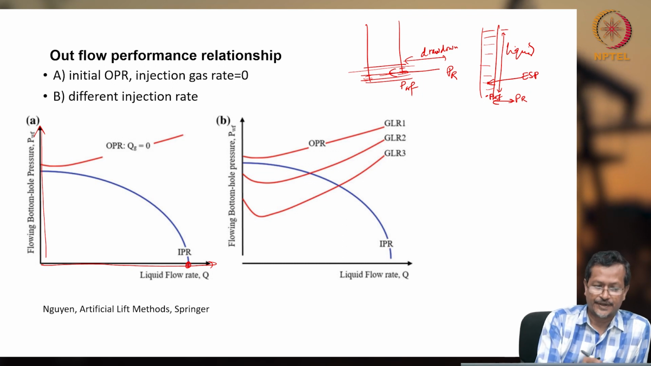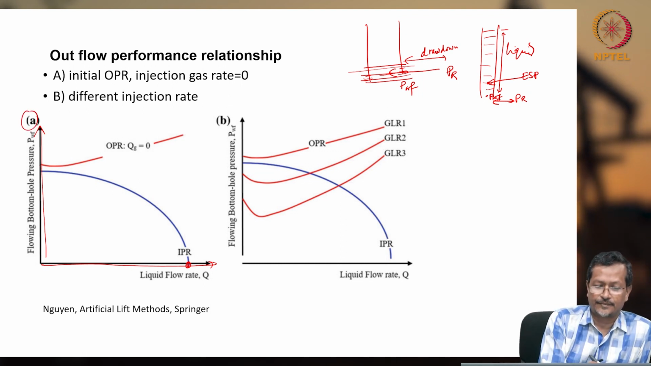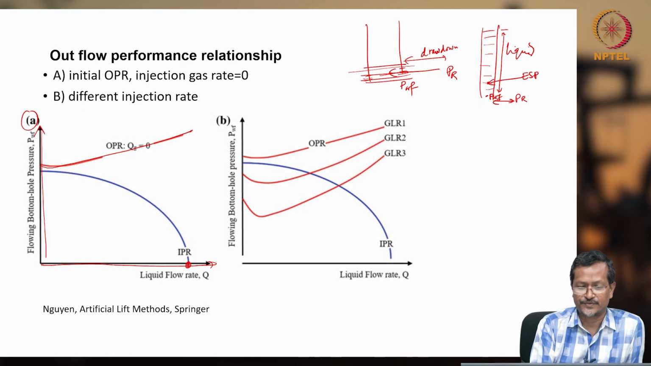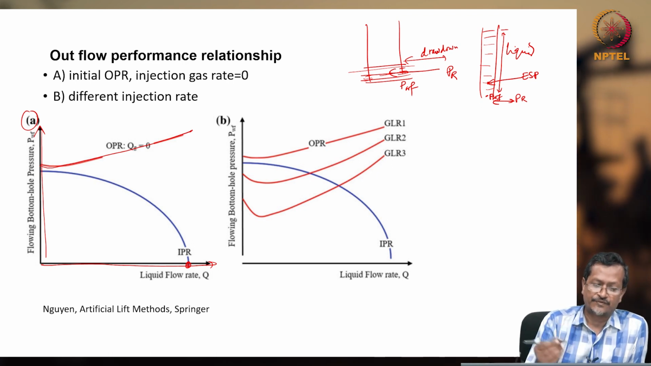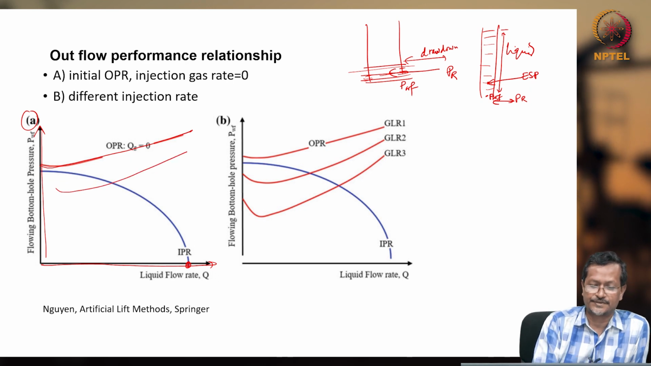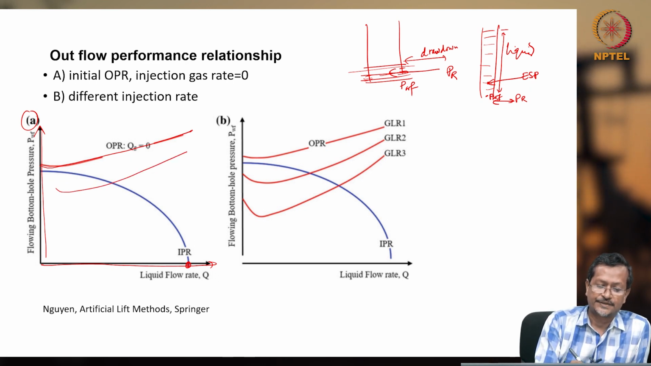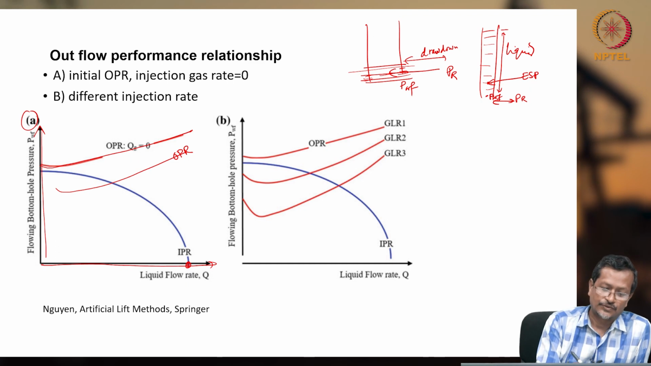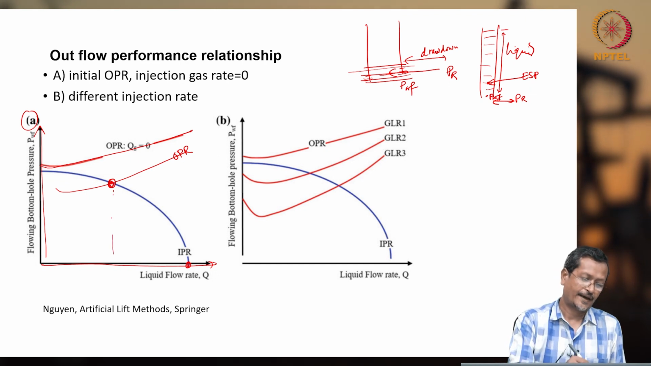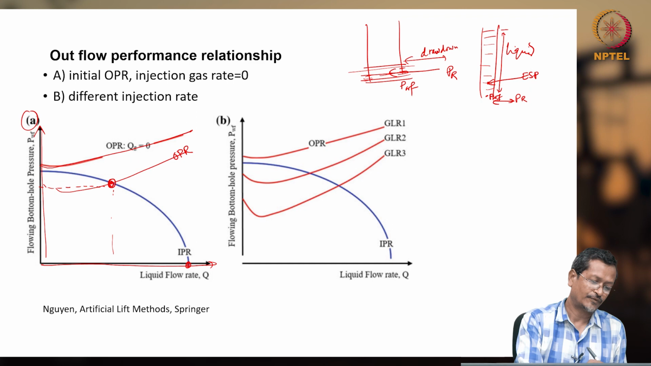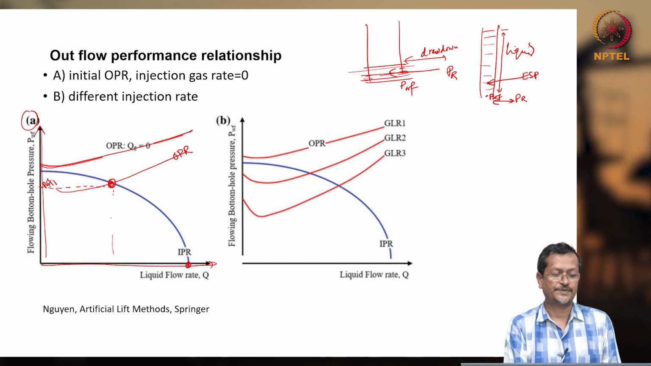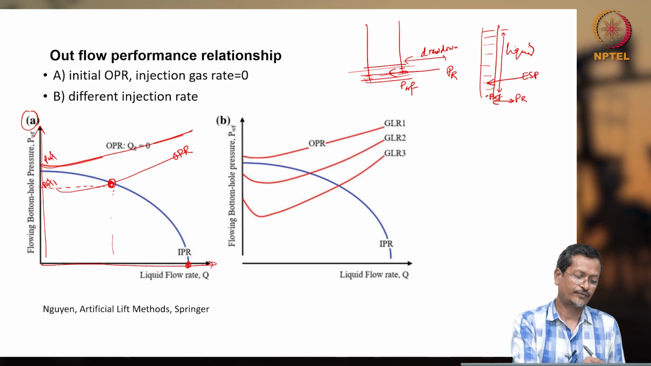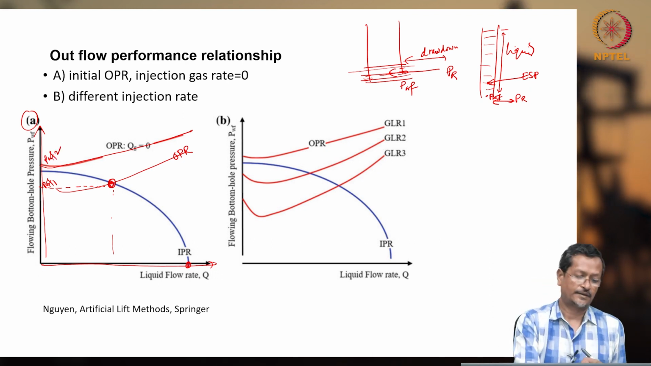In picture A here, the outflow performance is this red line, and it is not touching your inflow performance curve. Now, you use an artificial lift and you get a curve like this. This outflow performance relationship, OPR, is touching your IPR, so your production, your flow rate, will be here, and you have reduced your PWF. Let us say this is PWF 1, and initially it was PWF 2.